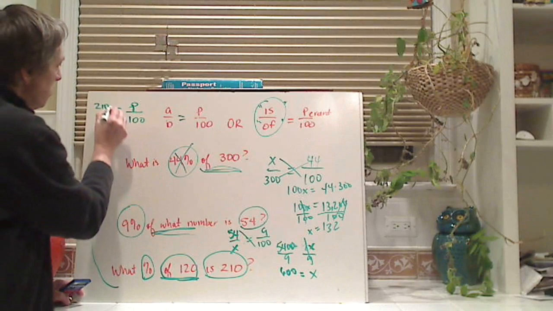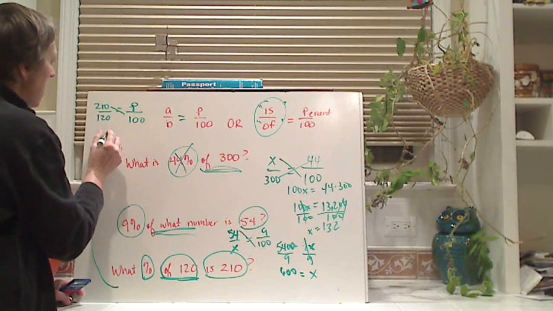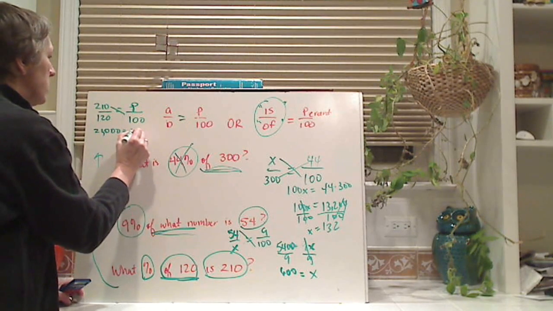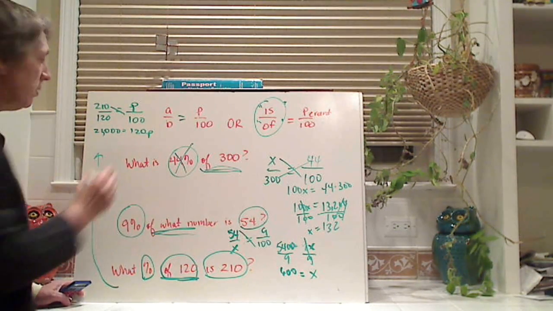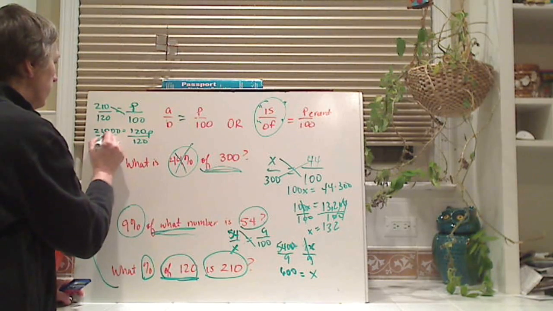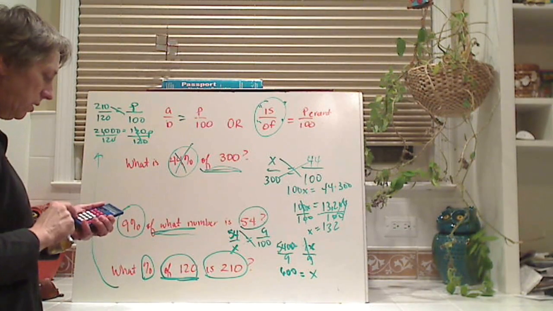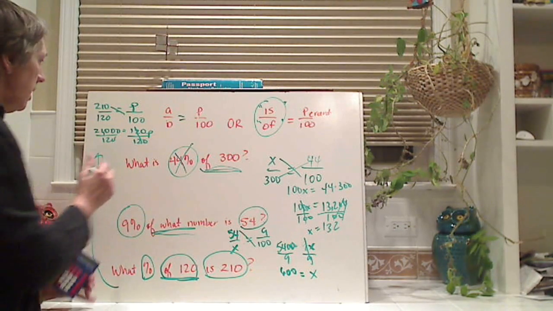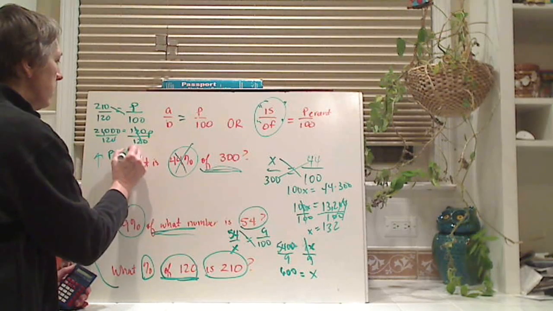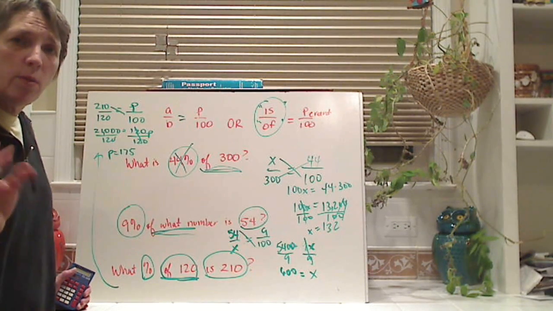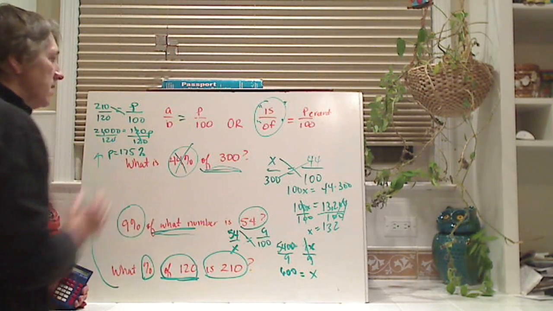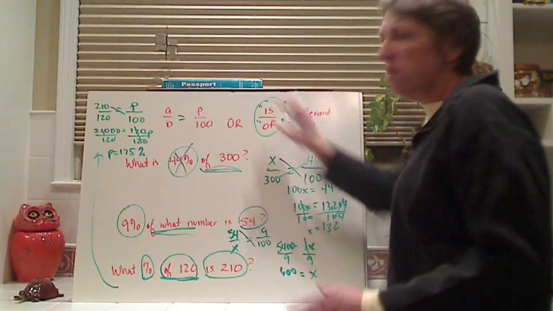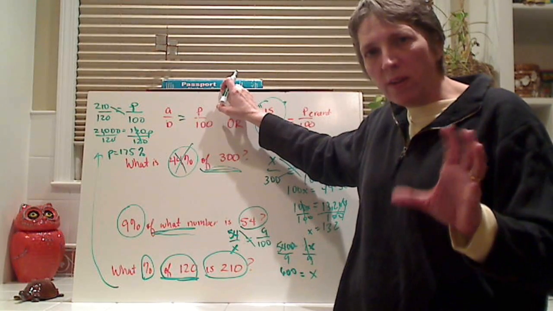Okay, now I do cross products, and I get 210 times 100, which is 21,000, equals 120p. I'm going to divide both sides by 120. That cancels, and 21,000 divided by 120 gives P equals 175. You can't stop there because this is a percent, so you have to put the percent sign. This is nothing new. The only thing different is the is over of.